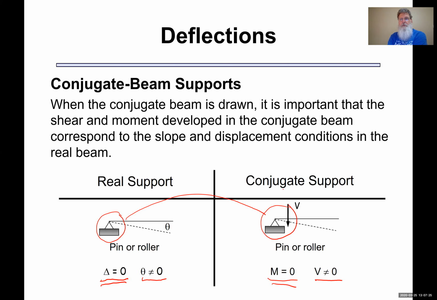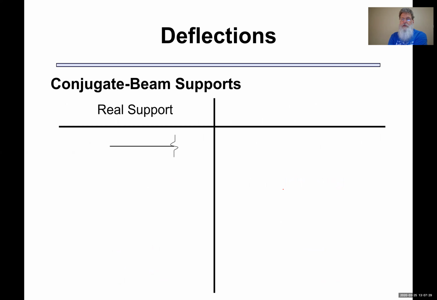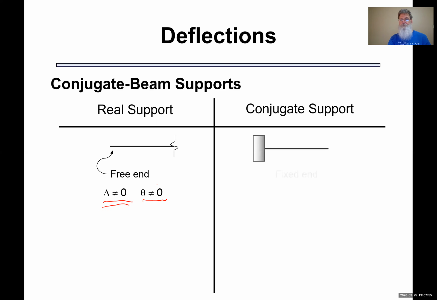All right, let's examine this for other types of connections. So let's look at a free end. What do we know about a free end in terms of slope and displacement? Well, we know they're not 0. We don't know what they are, but they're definitely probably not 0. So then we remember displacement is moment, slope is shear. So what kind of connection has moment and shear? Well, that would be a fixed connection.